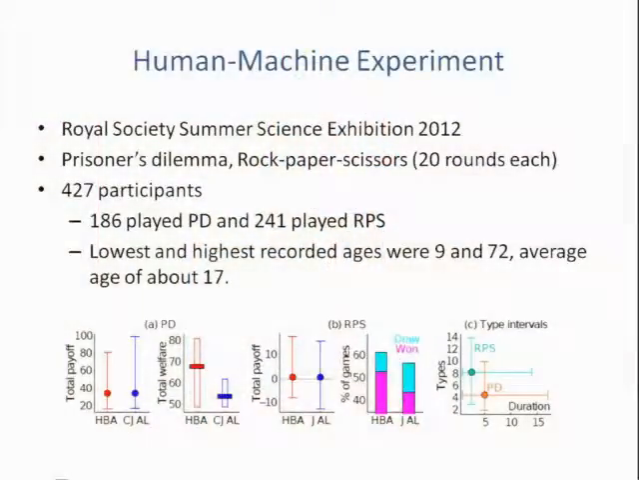Some people knew what the optimal strategy was. They came in knowing tit for tat. And some people had no clue, and they were trying to learn on the spot. And here are the results that we got.